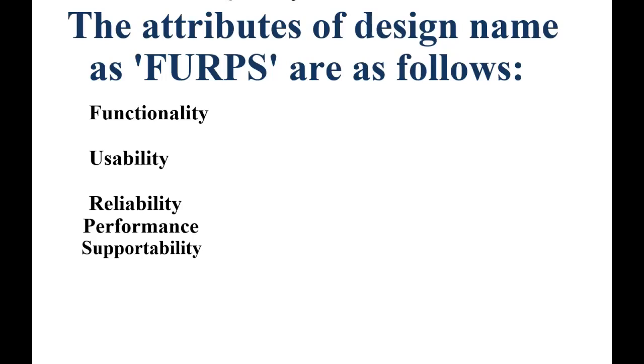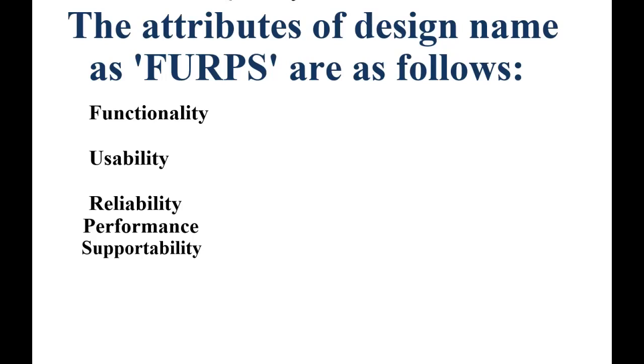Now the next point is the quality attributes which are important at the time of designing any software. They can be defined as follows: functionality, usability, reliability, performance, scalability, and supportability. What exactly does functionality mean? Functionality means it evaluates the feature set and capabilities of the program.